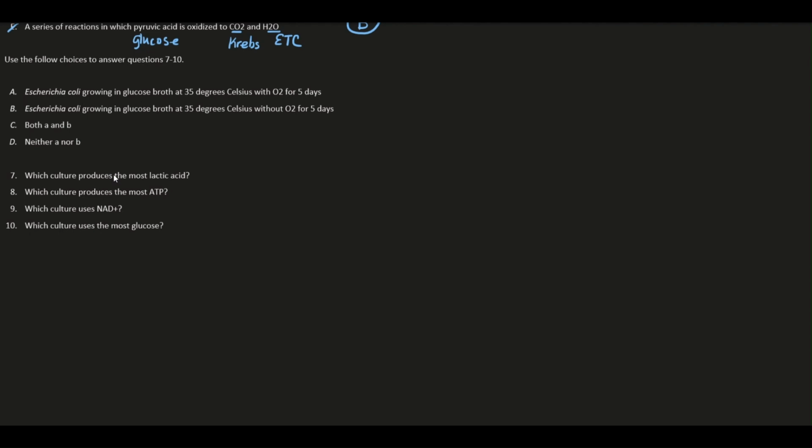Now let's break this down. Question 7. Which culture produces the most lactic acid? Well, we know that lactic acid is produced during fermentation, and fermentation is anaerobic. That's without oxygen. So the answer is B, without oxygen.